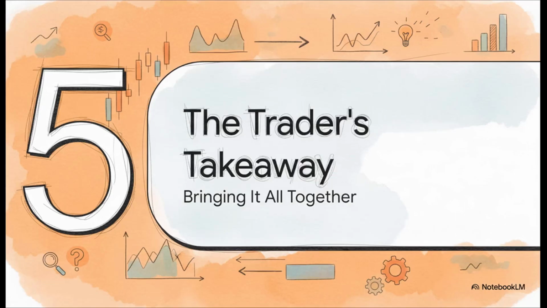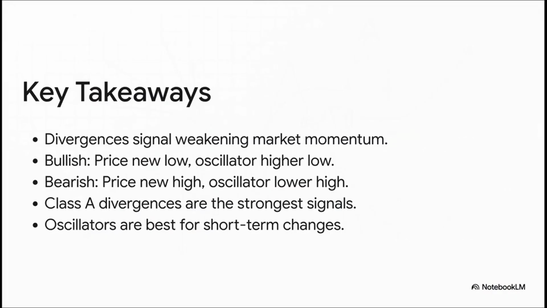All right, time to put all the pieces together. Let's move to our final section. Section 5, the trader's takeaway. What does this all really mean? So let's boil this all down. The big idea is that divergences are like an early warning system. They show you when a trend's momentum is starting to fade. Remember the patterns? Bullish is price down, momentum up. Bearish is price up, momentum down. And if you're looking for the most powerful signs of a reversal, it's those Class A divergences that you really want to watch out for.